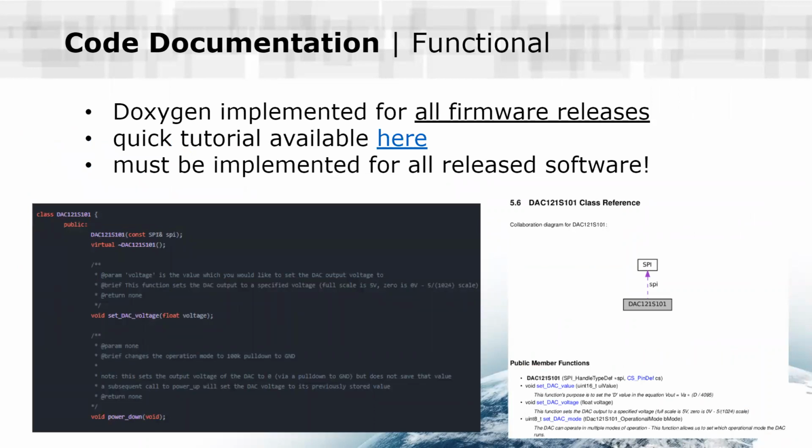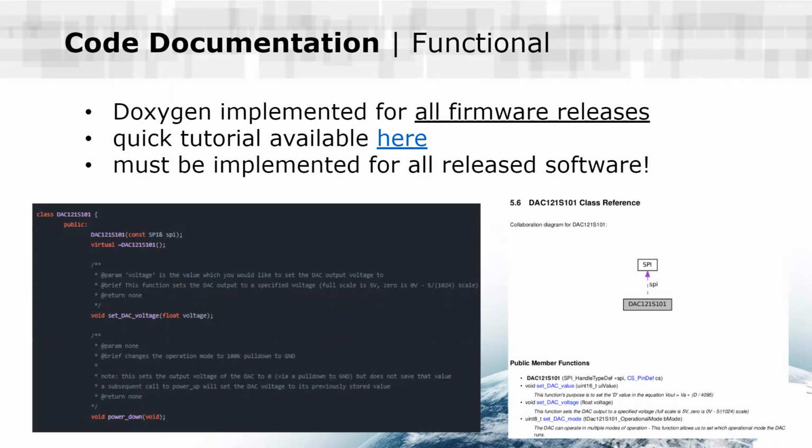In the next slide, we are talking a little bit about functional documentation. This is with Doxygen. You can see an example here. But basically, once you're releasing your firmware, once you get to those major updates that Aaron was talking about, you should have this implemented in your code so that it can be properly reviewed by other subteams.